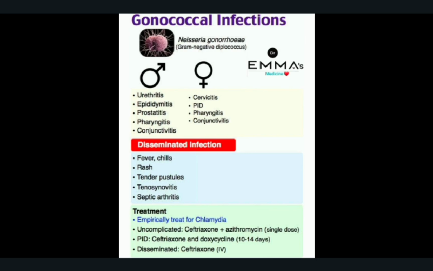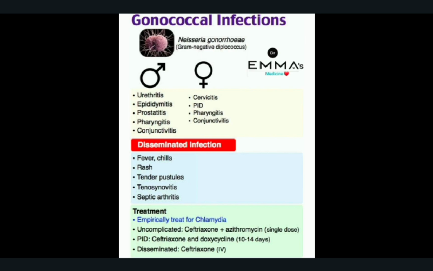What happens in males? There is development of urethritis, epididymitis, prostatitis, pharyngitis, and conjunctivitis. Remember, in gonococcal infection, male features are urethritis, epididymitis, prostatitis, pharyngitis, and conjunctivitis. And in case of females, gonococcal infection features are cervicitis, PID, that is pelvic inflammatory disease, pharyngitis, and conjunctivitis. So, in females, Neisseria gonorrhoeae causes cervicitis, pelvic inflammatory disease, pharyngitis, and conjunctivitis.